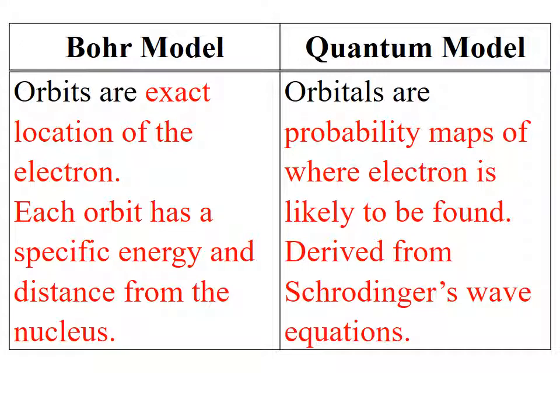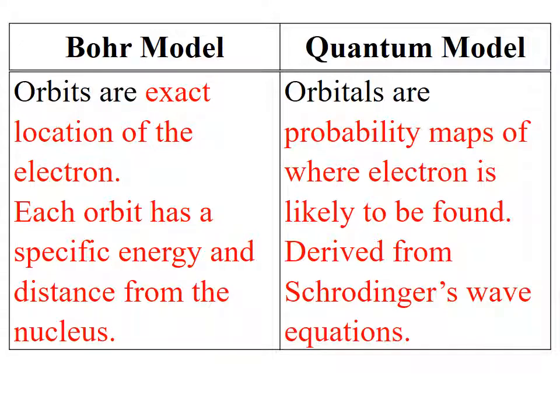In the quantum model, however, orbitals are probability maps of where the electron is likely to be found. We don't try to say we can ever know exactly where the electron is. In fact, Heisenberg, who also contributed to this model, has the uncertainty principle. He said you can never know exactly where an electron is and how fast it's moving at the same time. You can only know one or the other. You can either know how fast it's going, or you can know where it is.